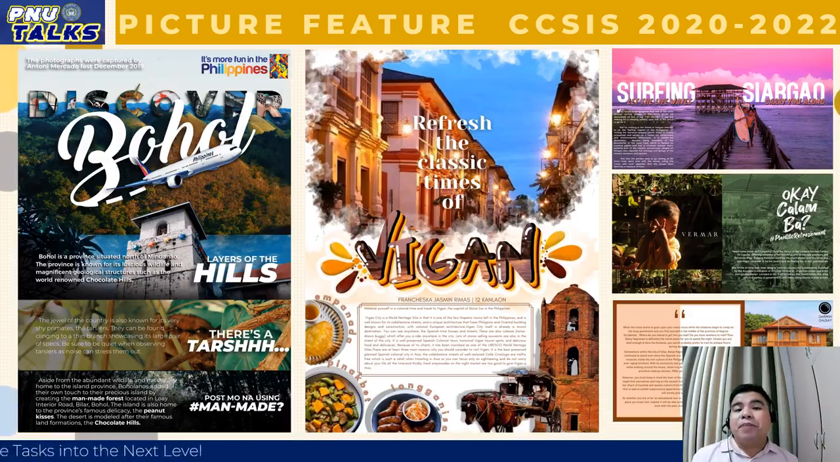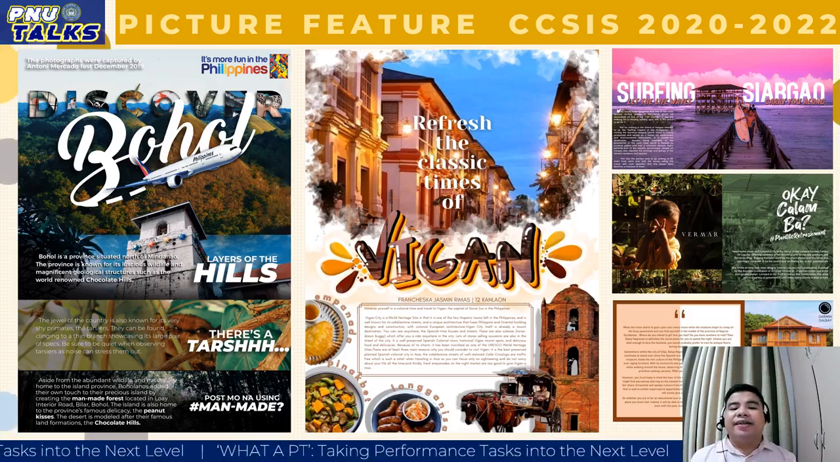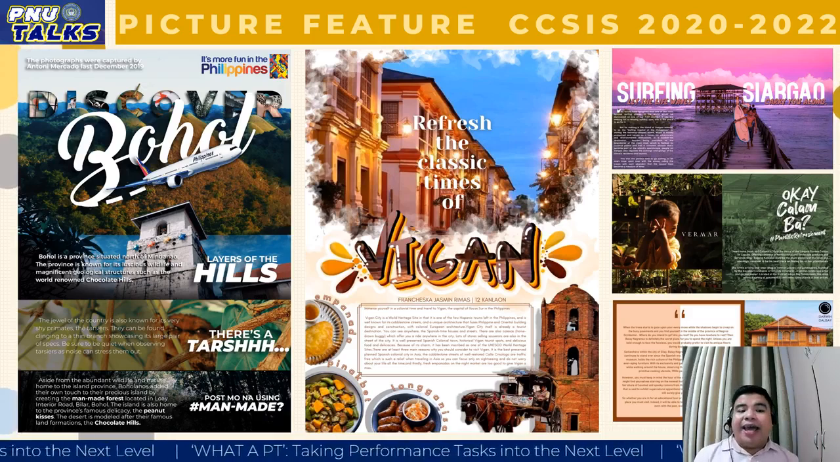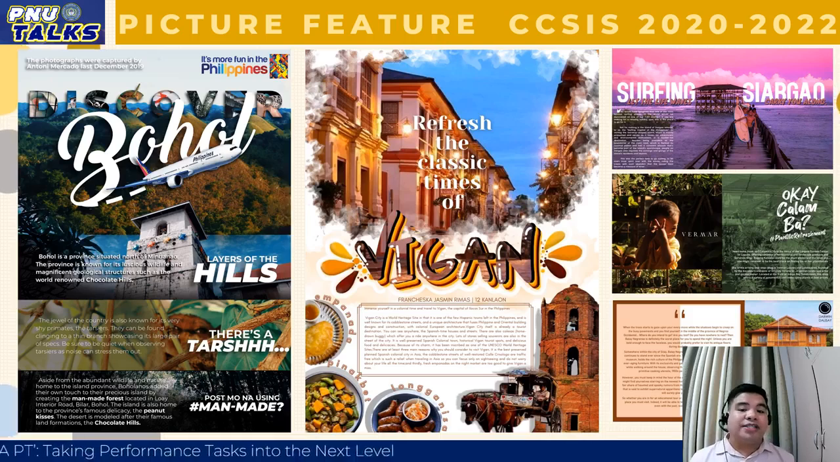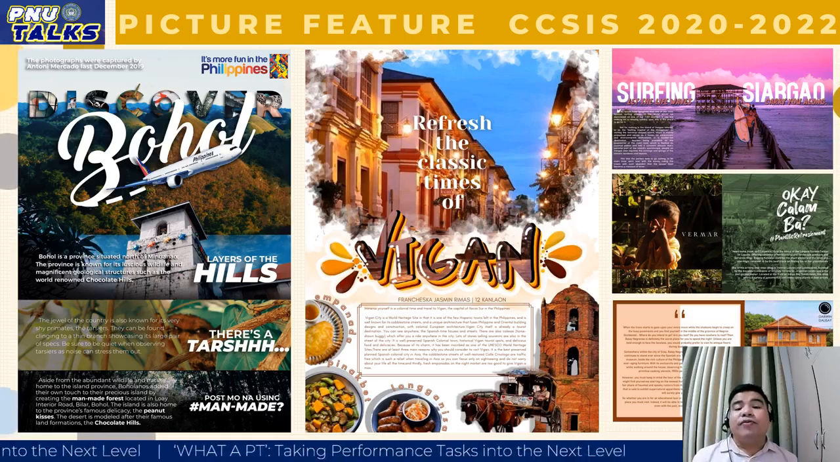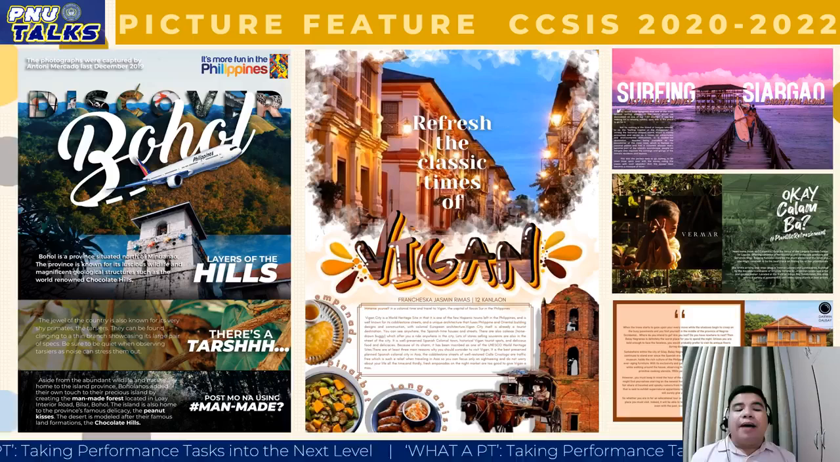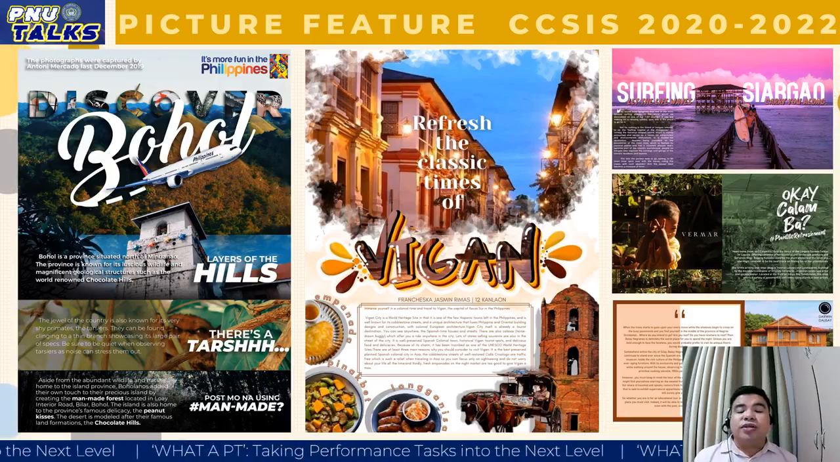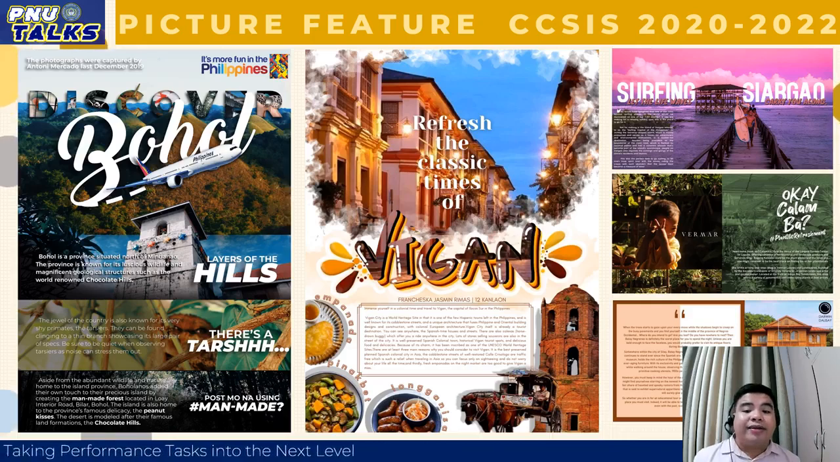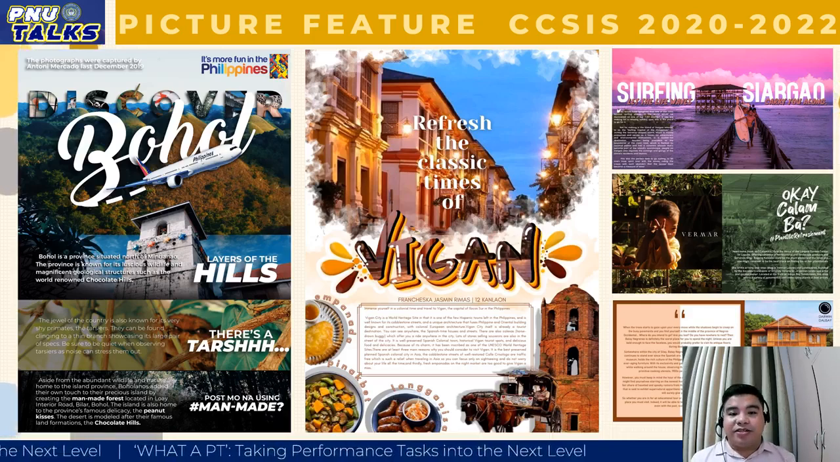Fourth, picture feature. This is a tourism promotion PT. They are asked to choose exceptional pictures and to write an accurate and convincing feature article about the local destination of their choice. This does not just improve their writing and designing skills, but this PT can also boost our local tourism since they have the option to upload it in their timeline or Facebook page.